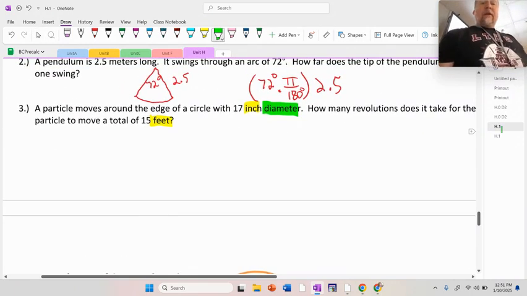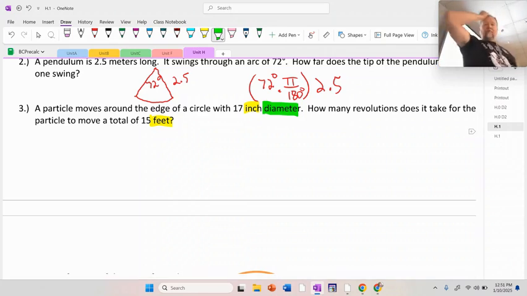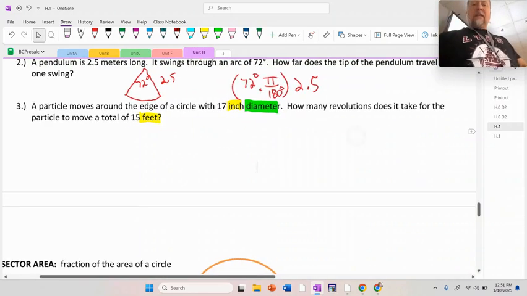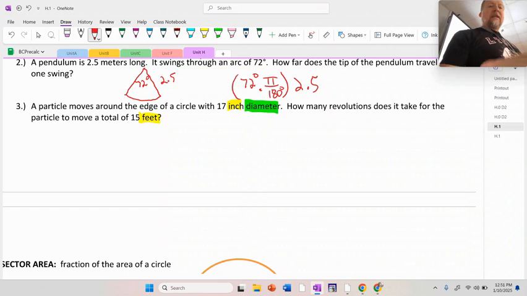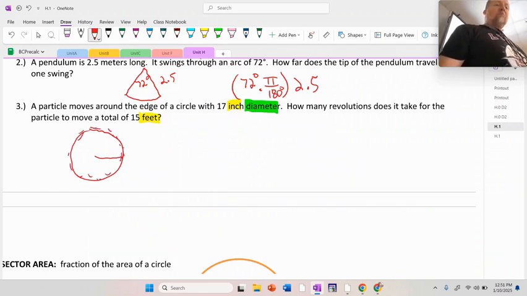A particle moves along the edge of a circle with 17 inches in diameter. How many revolutions does it take for the particle to move a total of 15 feet? That's the arc length. And what you have to understand is here's circular movement. So here's the circle it's traveling along. Let's pretend it started here. It could have traveled many revolutions and it just keeps going. Isn't this what an electron does? Doesn't an electron move around an atom, right? All right, and it keeps going around.